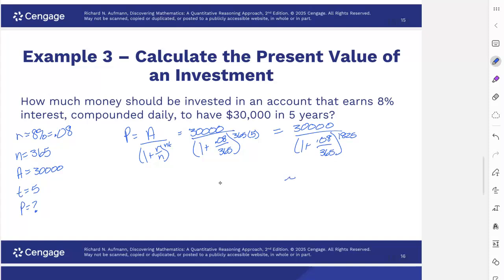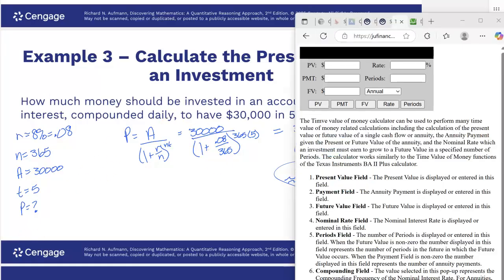And when I type that in, I got about $20,110.48. Now we would get the same thing using our finance calculator. So this time we're looking for present value, so I'm going to leave that blank. We know the future value is 30,000. Interest rate is 8%, so I'm going to type in an 8 since this wants it in percent.